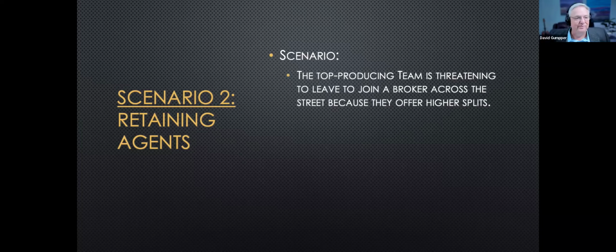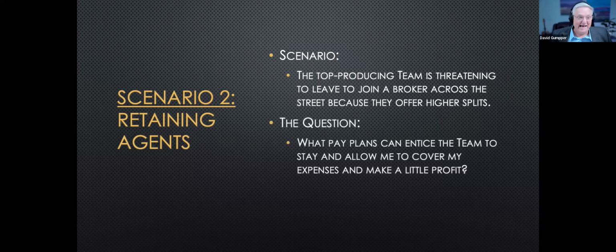They are constantly looking for better deals. And what we're going to use is a team that's threatening to leave the brokerage. They want a higher split because brokerage ABC down the road says, hey, we'll increase your split by 5%, go from 75 to 80 or 80 to 85, whatever that is. And again, it's the same old question. What can I do to retain? What kind of pay plan can I put together to retain this agent, or in this case, this team? And then how do I make sure that I'm covering my expenses and I'm making a little bit of profit?